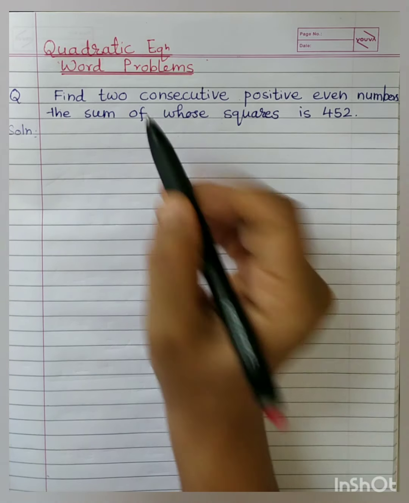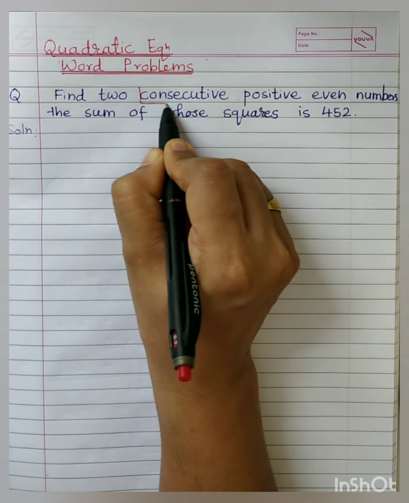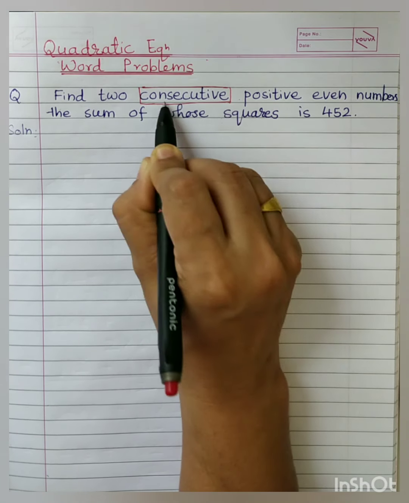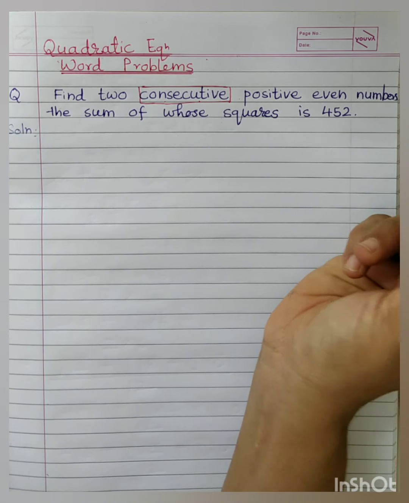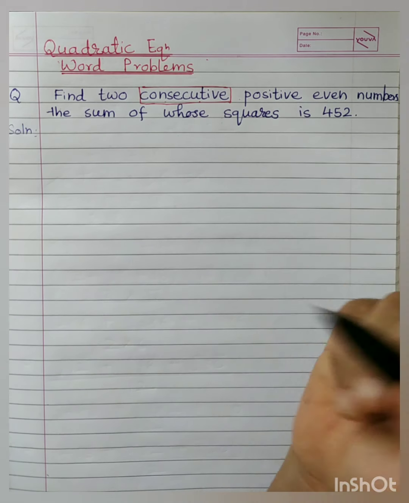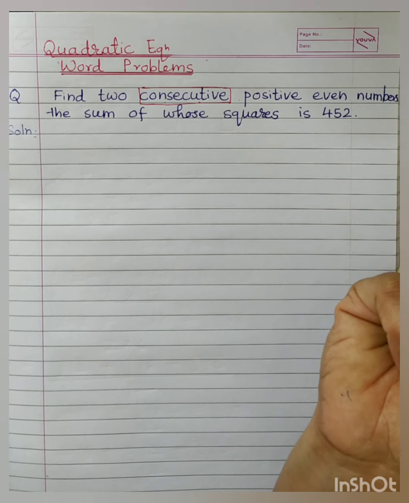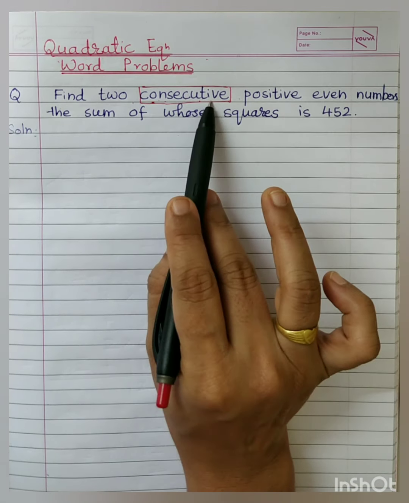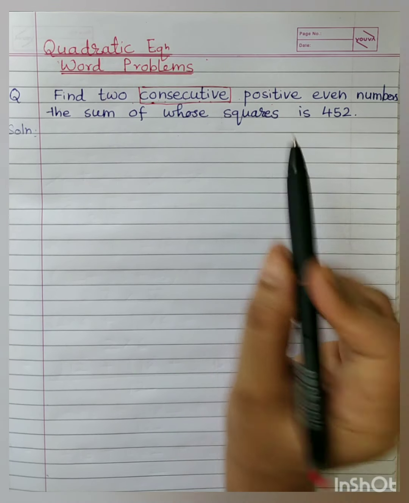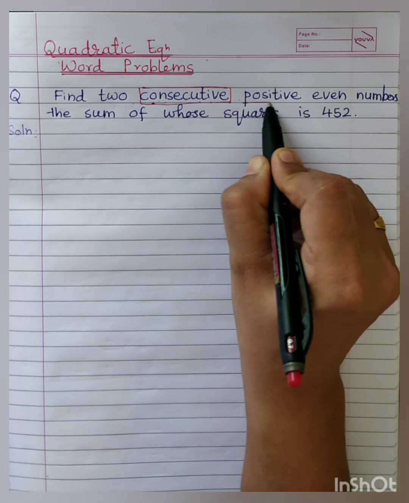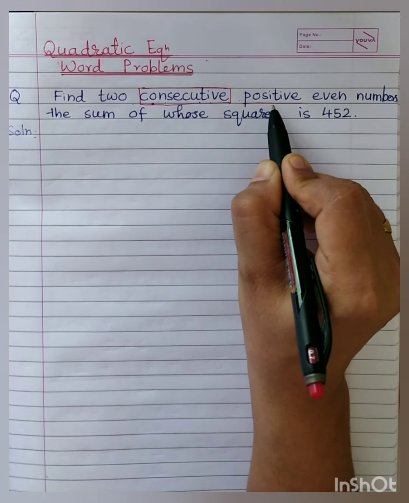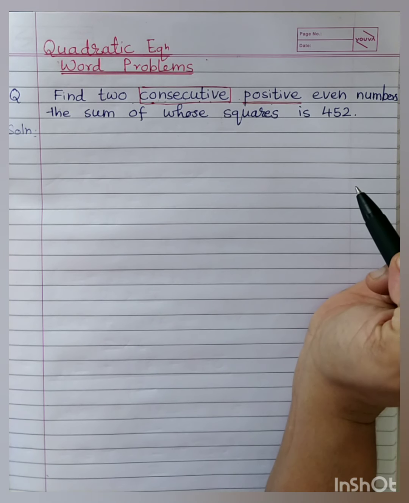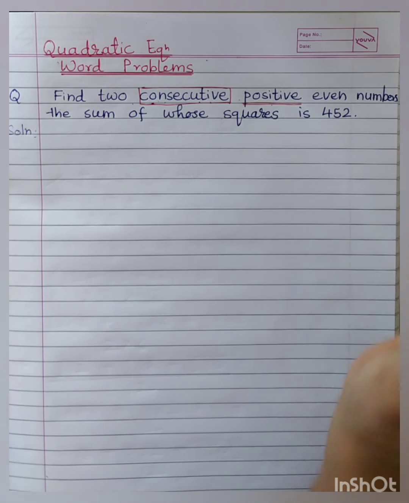Find two. The first word which has to drag your attention is consecutive. What do you mean by consecutive? Consecutive means one after the other. Like after 1 what comes? 2. After 5 what comes? 6. This is consecutive, one after the other. Find two consecutive positive. Another important word here is positive. It means when you write the answer, you have to take care that the numbers are positive. You cannot accept the negative answer.